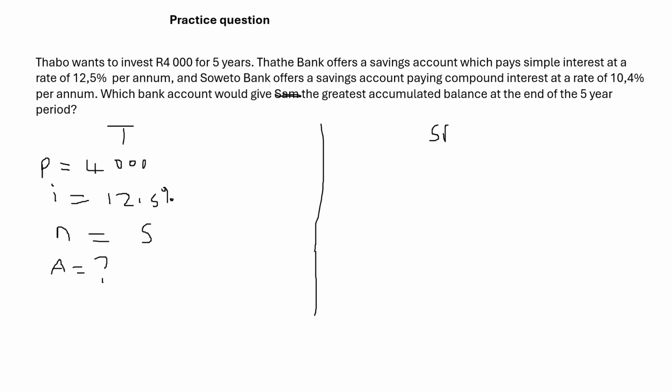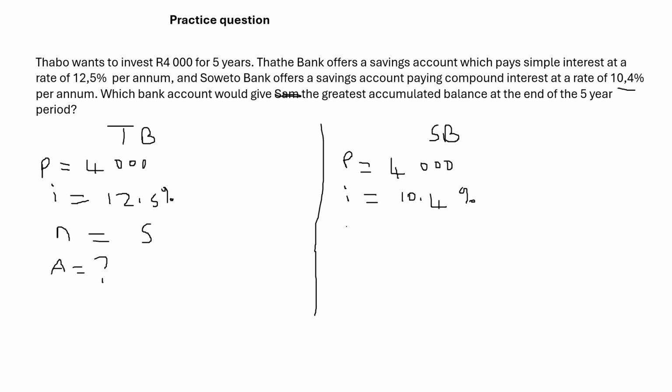Let's go to Soweto Bank now. I'll just call it SB, Soweto Bank, and TB as the Tata Bank. For Soweto Bank, again, let's check what's given. The principal amount is the same in both banks, so it will also be 4,000. For interest, we're told that it's compounded at 10.4% per annum.